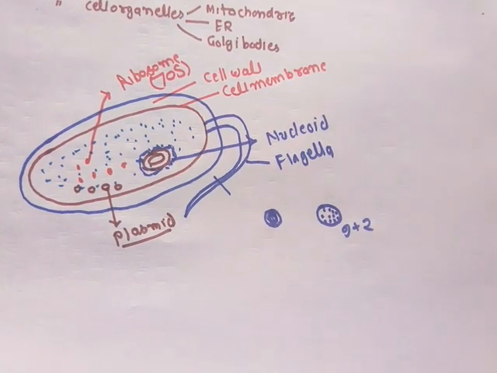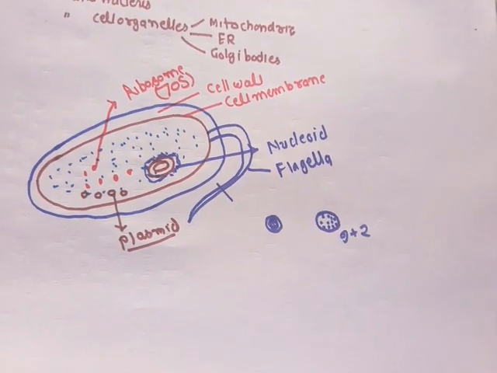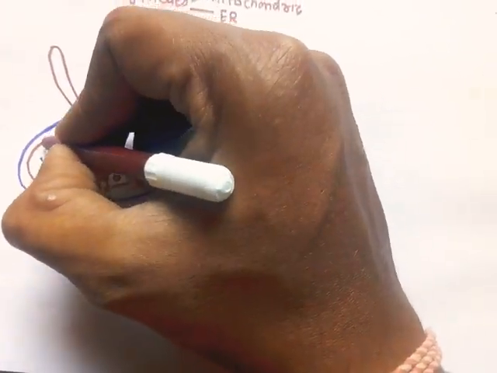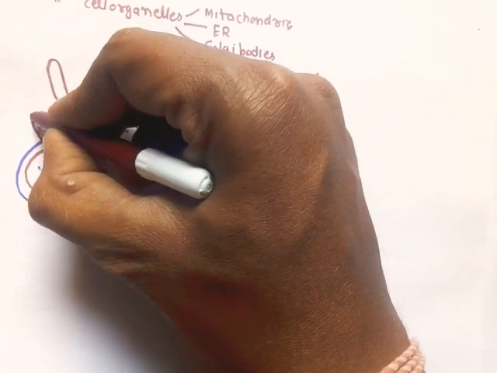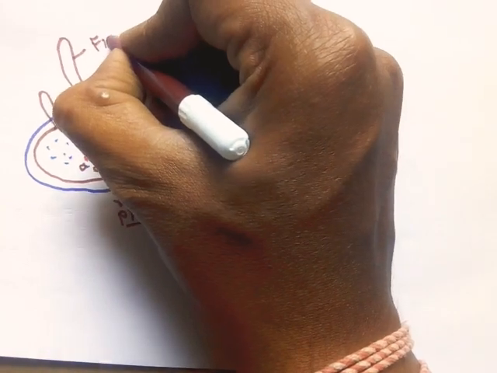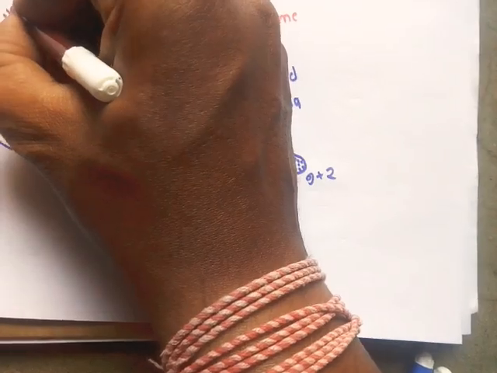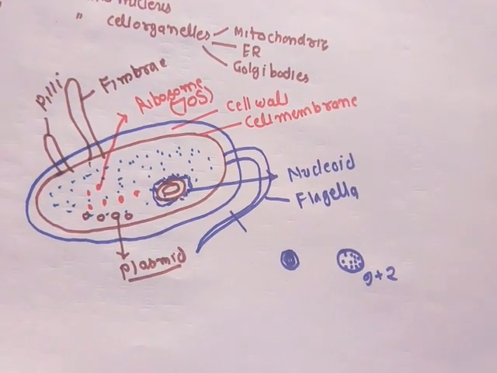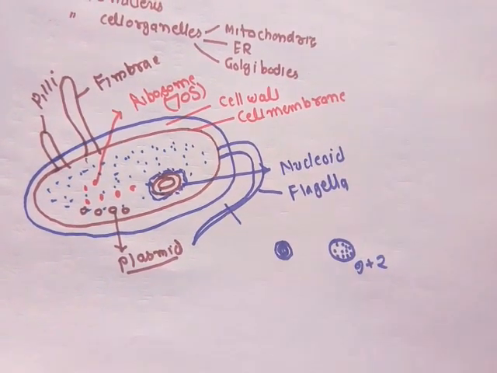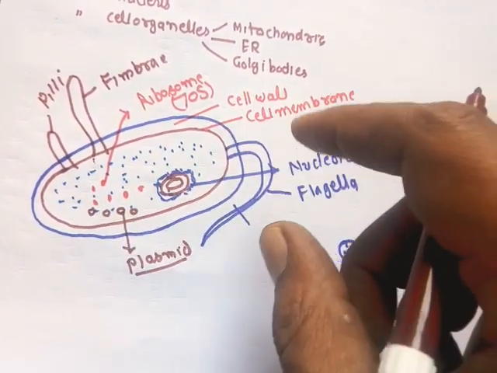Besides this, there are some extensions, or evaginations, of the plasma membrane present in bacterial cells. The larger evaginations are known as fimbriae, and the smaller evaginations are known as pili. So they are the fimbriae and they are the pili. The fimbriae are responsible for the adherence of the bacterial cell to any surface. If the bacteria want to adhere to a surface, they adhere with the help of fimbriae, and pili are responsible for the transfer of material between bacterial cells.